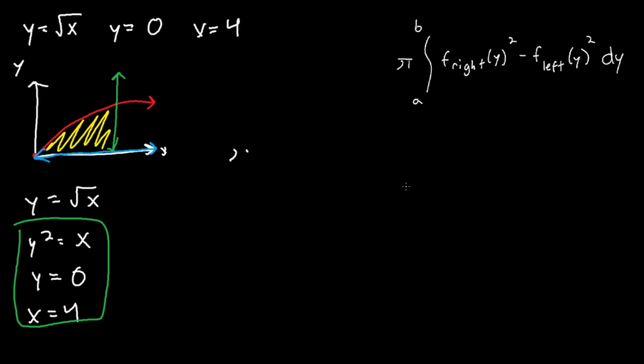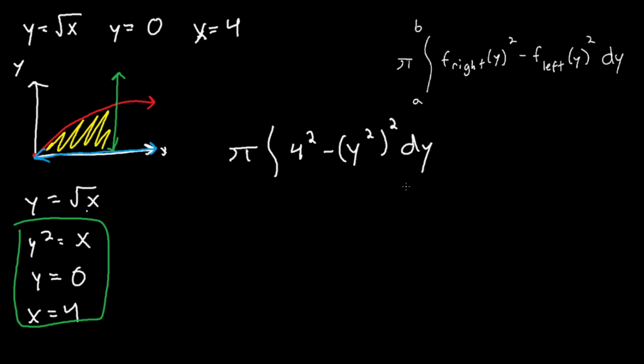So pi times the integral of the function bounding to the right. Well, the function bounding to the right is just 4. x is equal to 4. This is the function that is bounding this region to the right. So 4 squared is the function that bounds to the right, minus the function that bounds the region to the left. Well, the function that bounds the region to the left is square root of x. But I have to isolate x in this case, so we have y squared as our function that bounds to the left, dy.